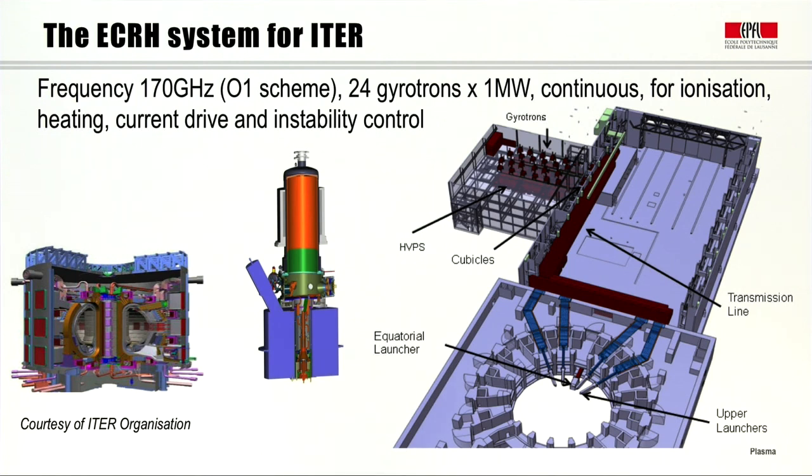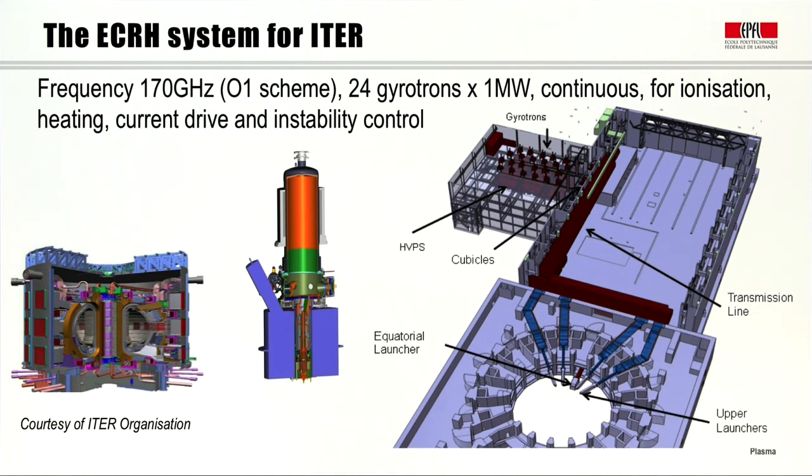Now, ITER has a higher magnetic field than TCV, so it would be very hard, if not impossible, to find sources of microwaves at the second or third harmonic of the FCE. And that's why we're actually working with the so-called O1 scheme, that is the first scheme we have seen together, the ordinary mode being injected to deposit energy at the fundamental frequency F equal FCE. In ITER, that corresponds to 170 GHz. The system foresees 24 gyrotrons of 1 megawatt each in continuous wave operation. That's, of course, 24 megawatts.